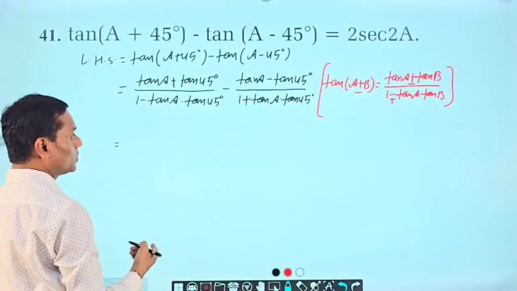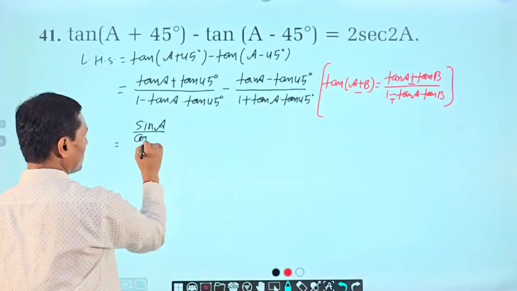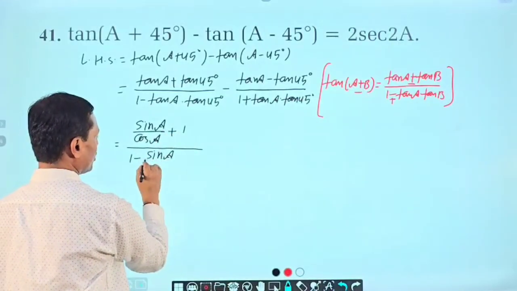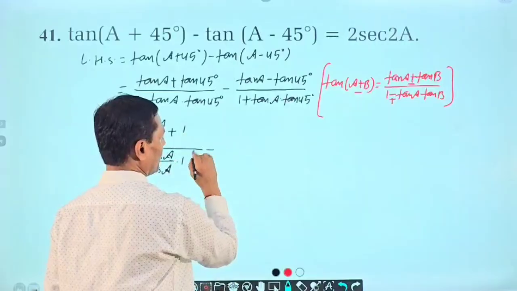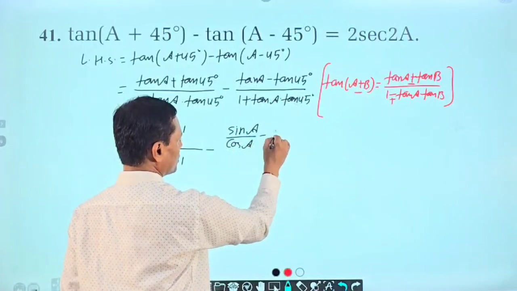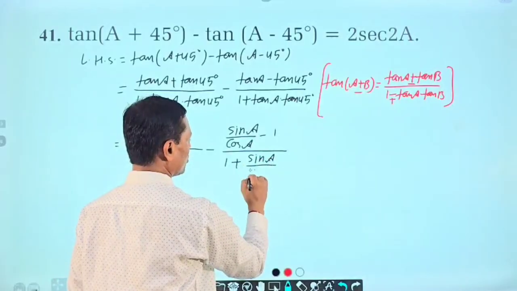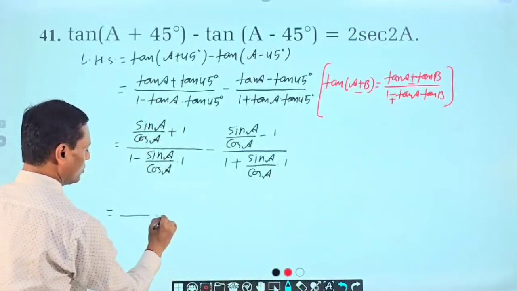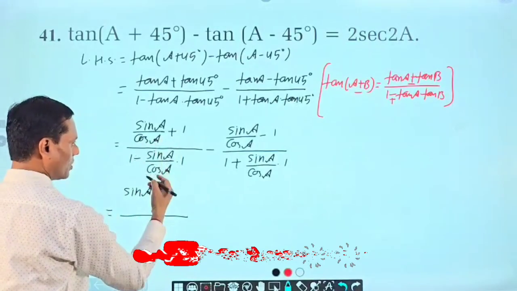So let's change tan into sin and cos. So tan A gives us sin A over cos A plus 1, and here 1 minus sin A over cos A into 1. Here is tan A into tan 45 degree, that's 1 minus, same here also sin A over cos A minus 1, at the denominator we have here 1 plus sin A over cos A into 1. It's correct. Now take LCM here, simplification, so here is cos A, so we write here sin A plus 1 into cos A, that's cos A.